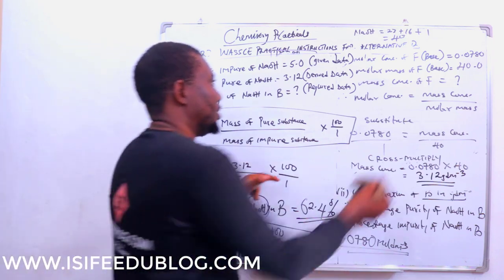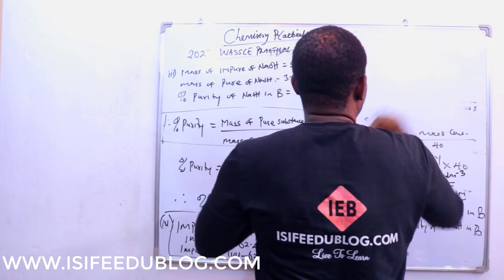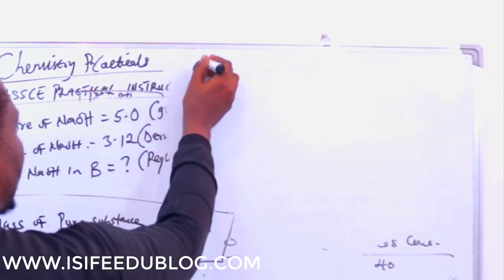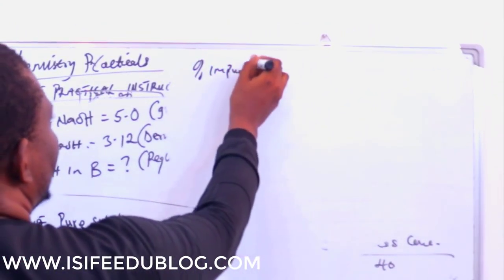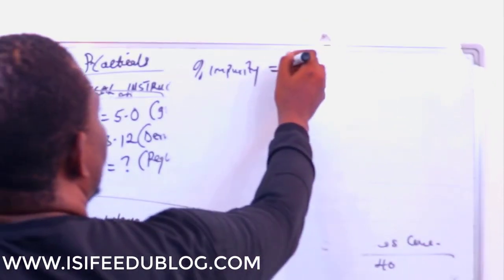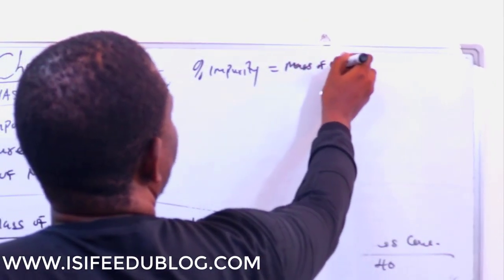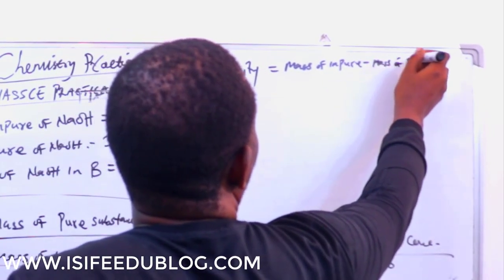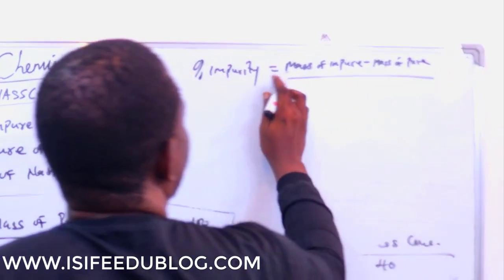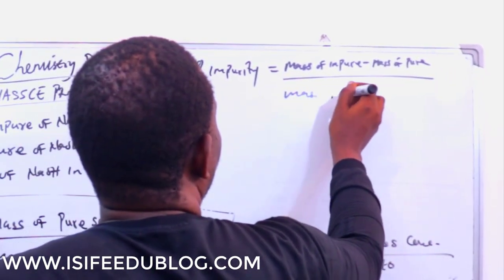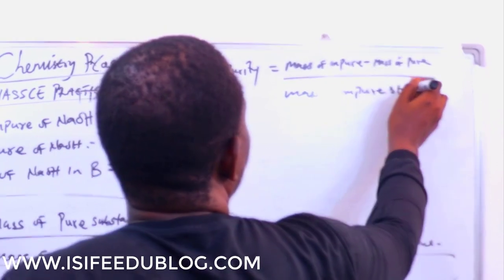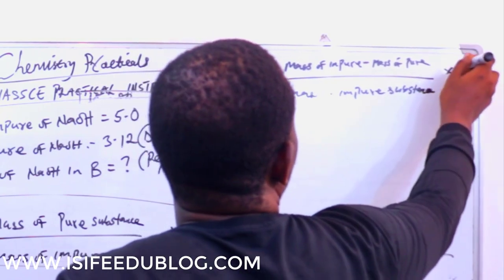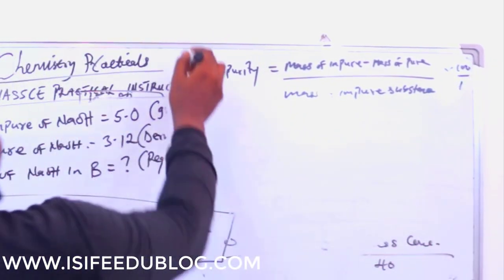If that is the case, you have to state this formula and use it to get your percentage impurity. If it is percentage impurity you are asked to find, then percentage impurity is equal to mass of impure minus mass of pure, over mass of impure substance, times 100 over 1. That's the formula you use.